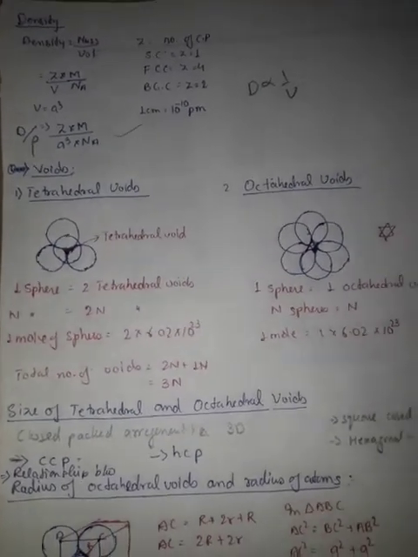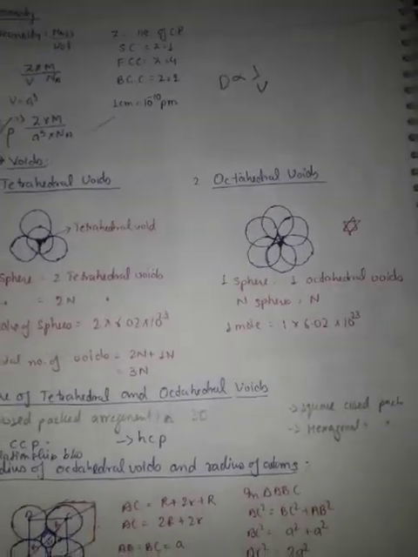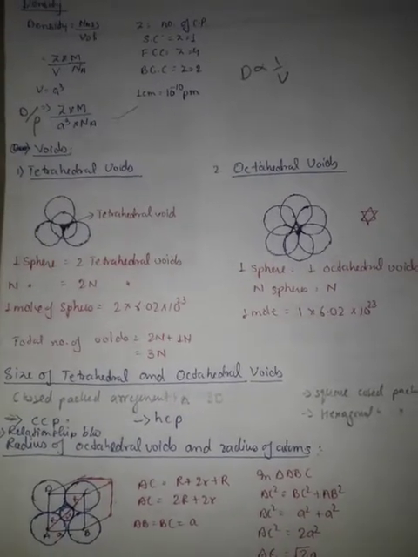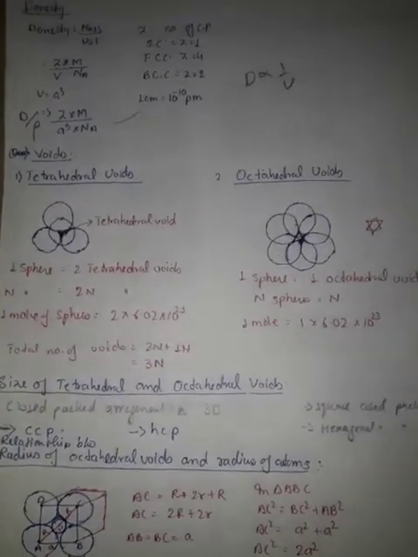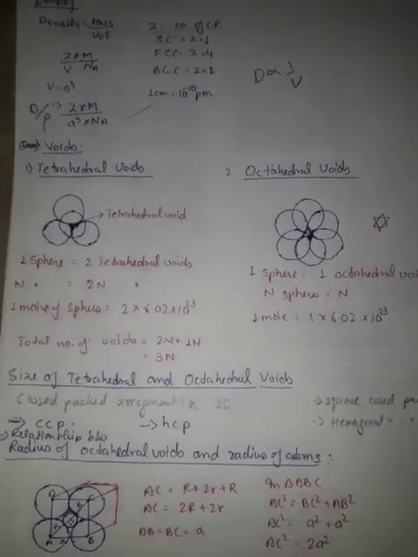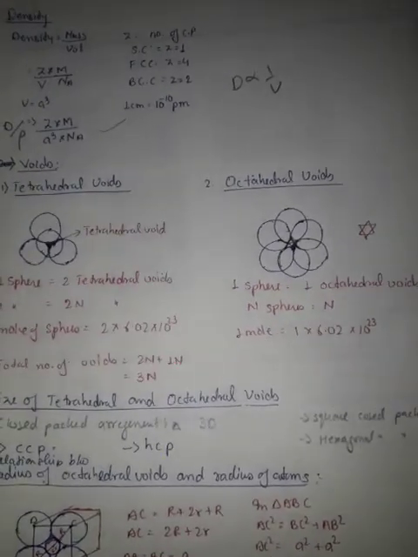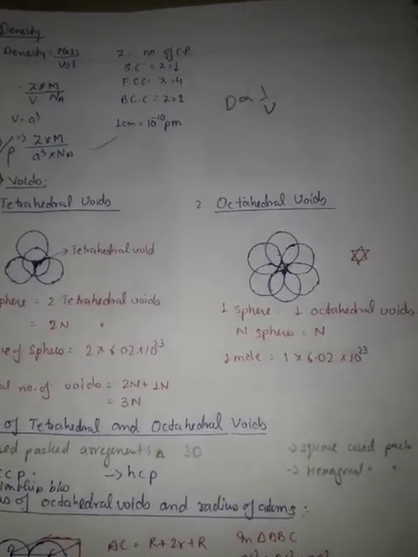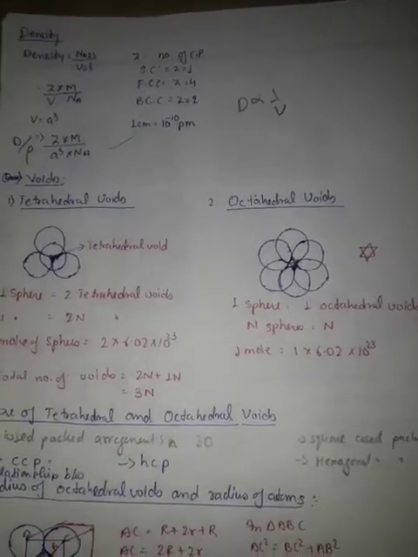Now let us talk about voids. Voids are the spaces you see, the spaces between the atoms, and they are called voids. There are two types of voids: first is tetrahedral and second is octahedral voids.